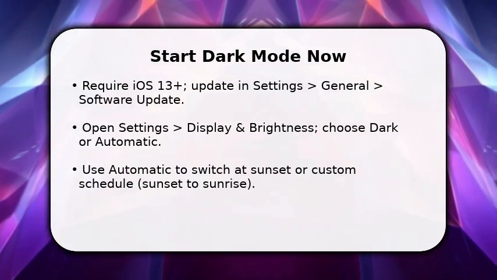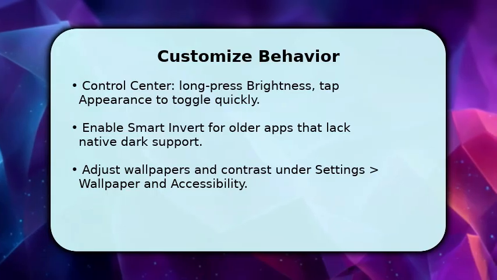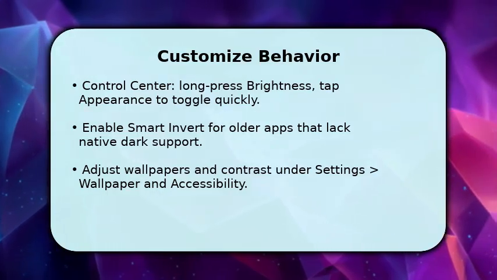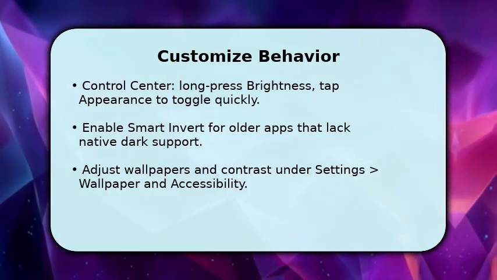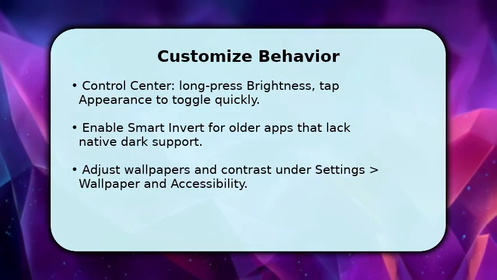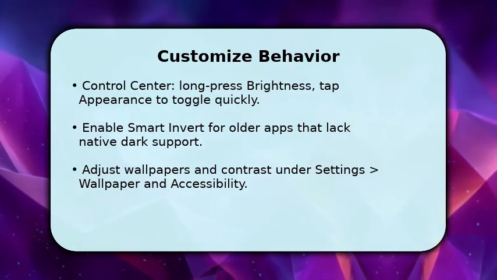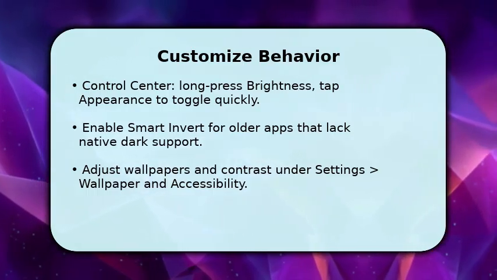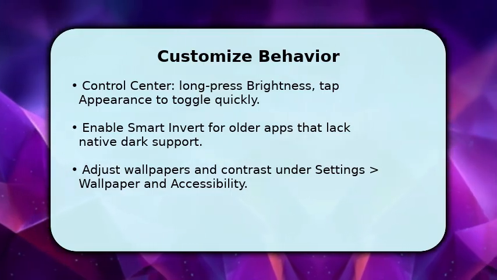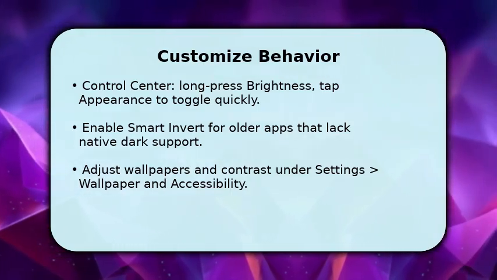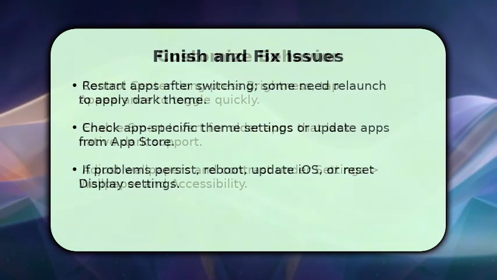Next, make dark mode practical for daily use. You can toggle it fast by long-pressing Brightness in Control Center and tapping the appearance icon. That's useful for quick changes. For apps that don't follow system dark mode, enable Smart Invert in Settings, Accessibility, Display and Text Size to reverse colors without breaking media. Also, change wallpapers to dark images and tweak contrast and color filters under Accessibility, so text and UI elements stand out.